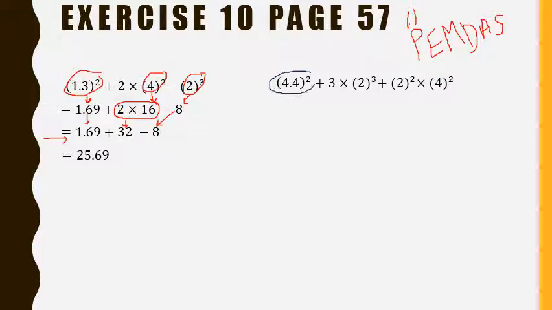Another expression, 4.4 squared plus 3 times 2 cubed plus 2 squared times 4 squared. Let's start by solving here the power, the exponent. 4.4 squared, it's 4.4 times 4.4. Okay, we can write it here.